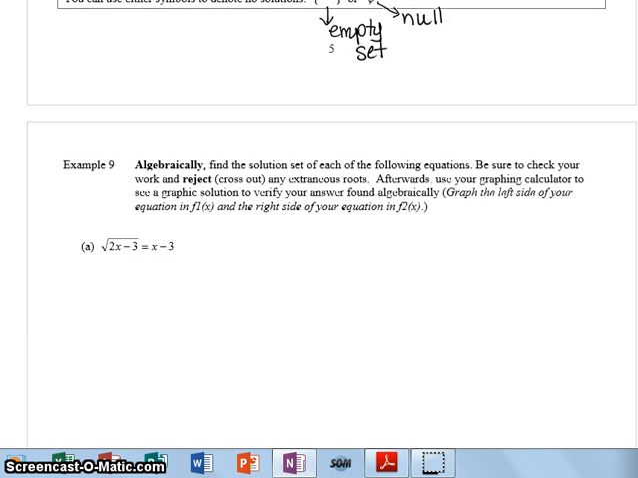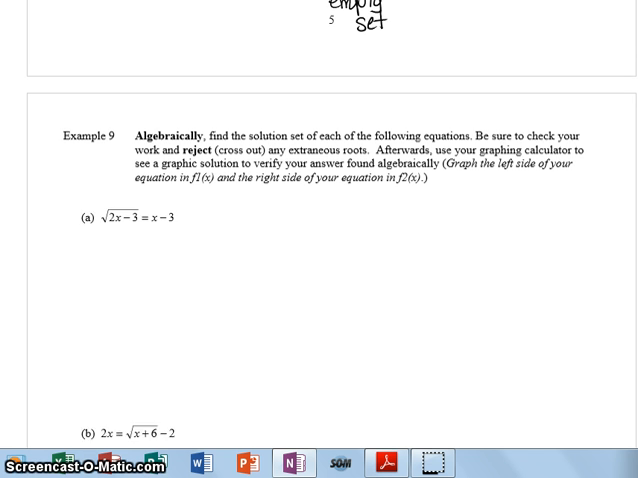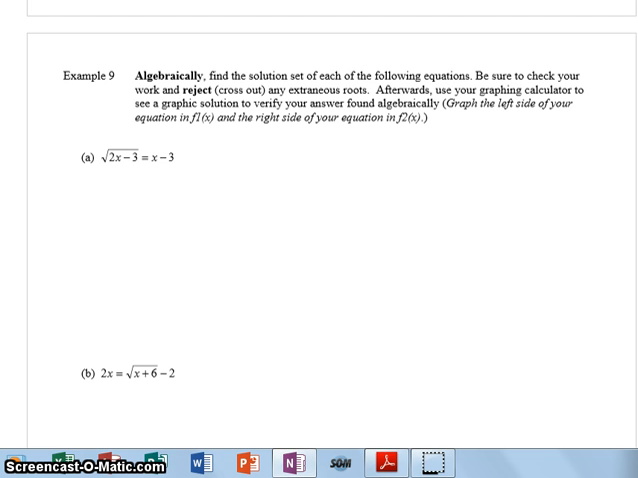Last one here. Algebraically find the solution set of each of the following equations. Be sure to check your answers. I might get cut off a little bit here, guys, on time. But let's try it. It's our last example here. So I'm going to square both sides.